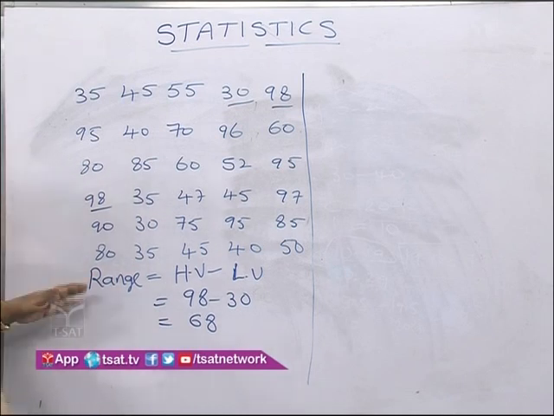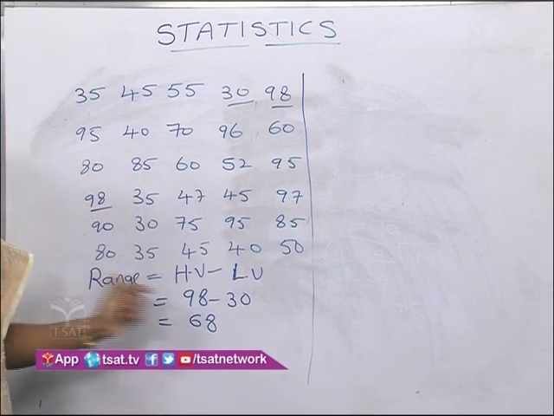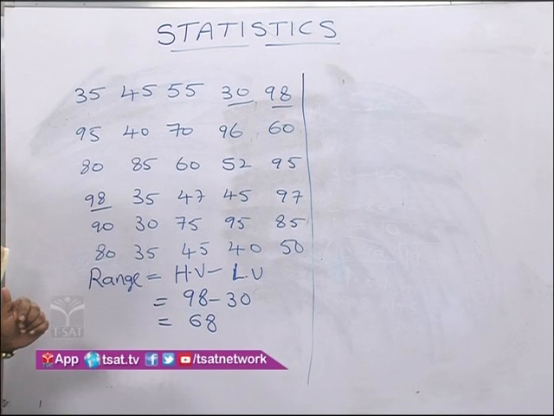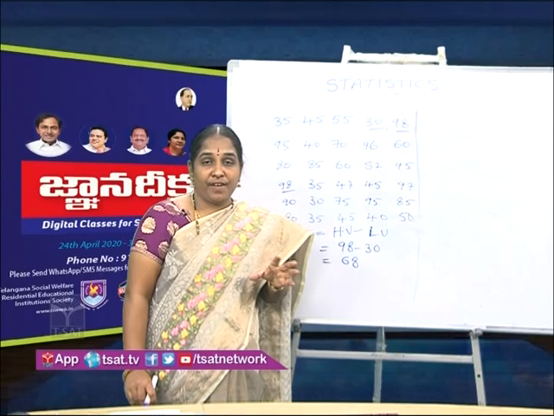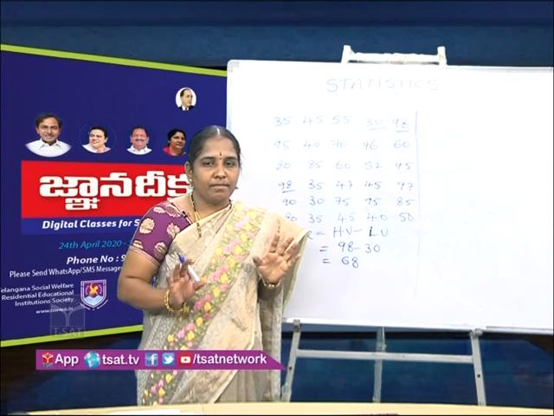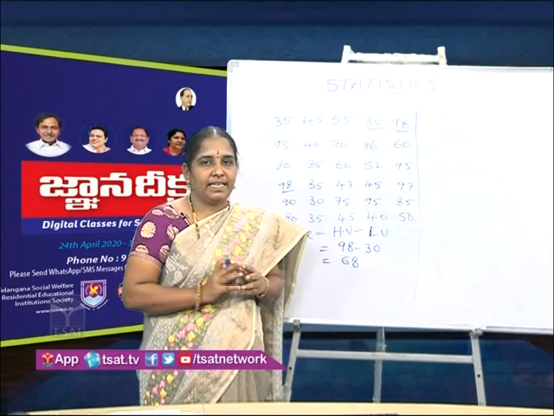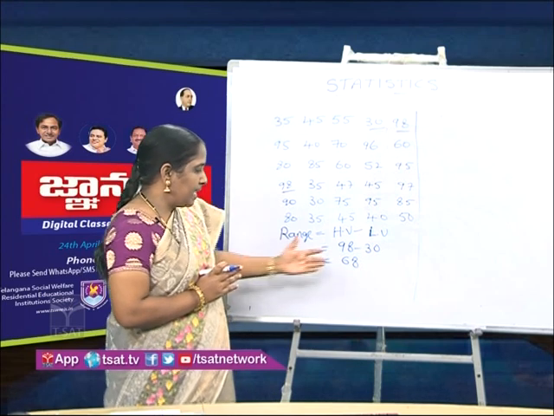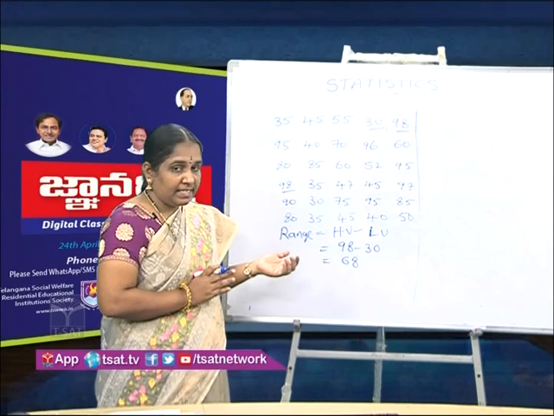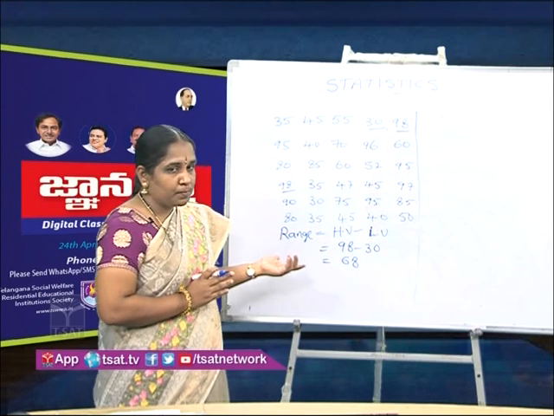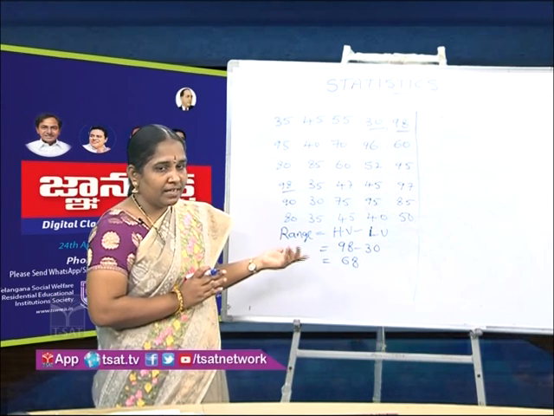So this is the range of this data, 68. Now based on this 68, we have to decide the number of classes. Generally, we prefer 5 to 8 classes, not more than that. As the range is 68, if we take 10, 68 by 10 is equal to 6.8, so that we get 7 classes, I think.